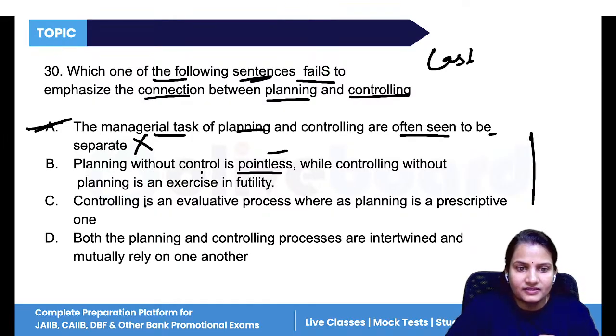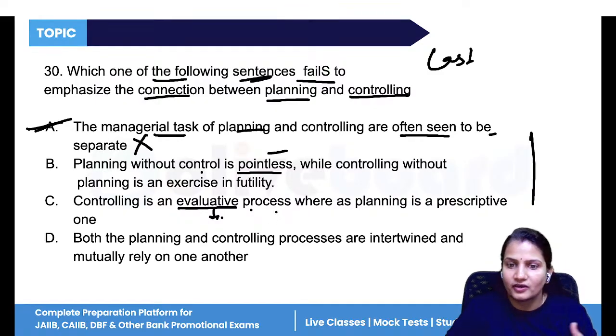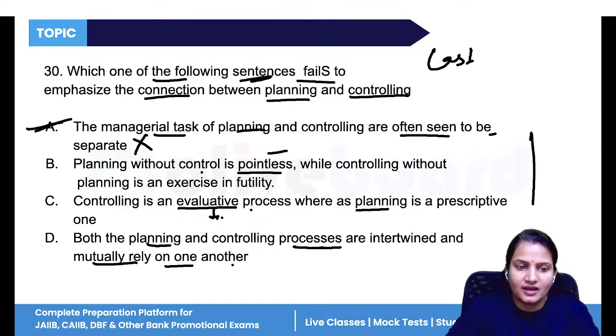Yes. Controlling is an evaluative process. We evaluate, we assess things in controlling, we monitor things. Whereas planning is where we make the initial level of action. We have to take initial action for the company. Both planning and controlling are interrelated and rely on one another. So all the three statements are correct except A.